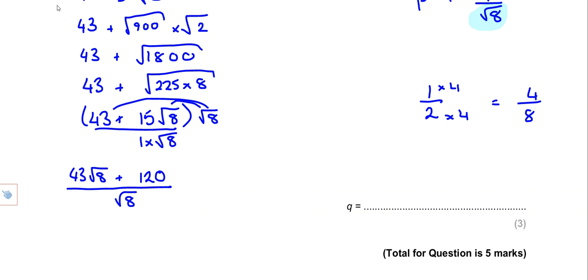Because this bit here, 15 root 8 times root 8, ends up being 15 root 8 root 8. Now root 8 times root 8 is 8. So we have 15 times 8, and 15 times 8 is 120, which is where I've got. Now that is fundamentals, that's the basics of surds. If that's confusing you, you need to go back and review right at the beginning.